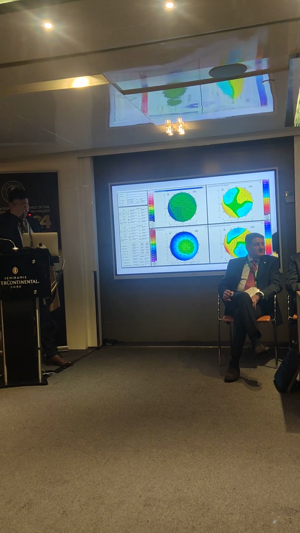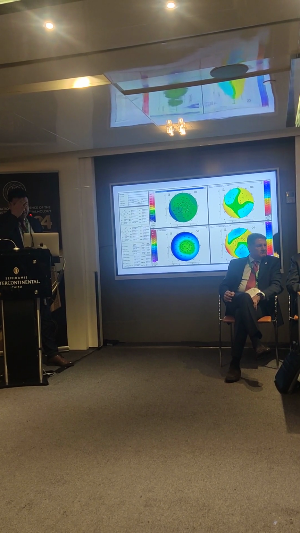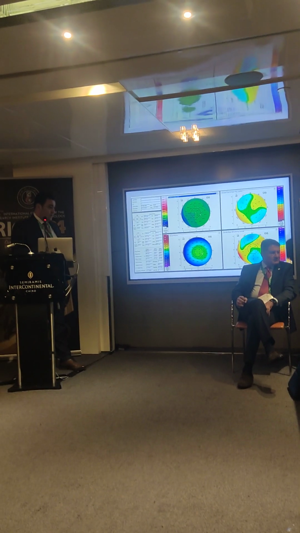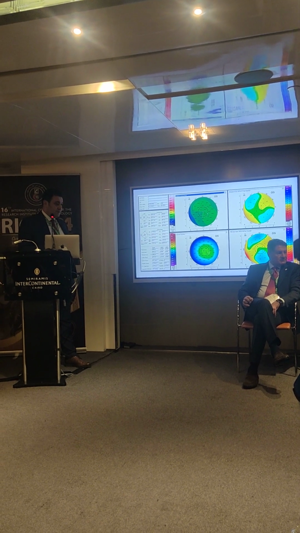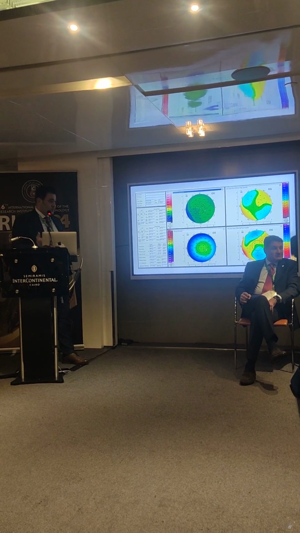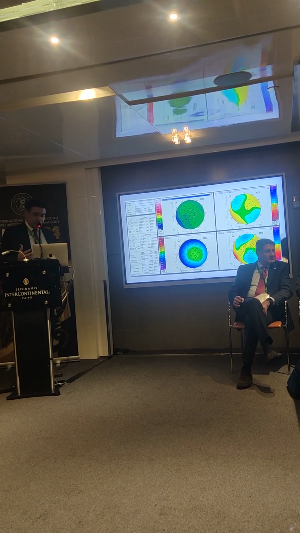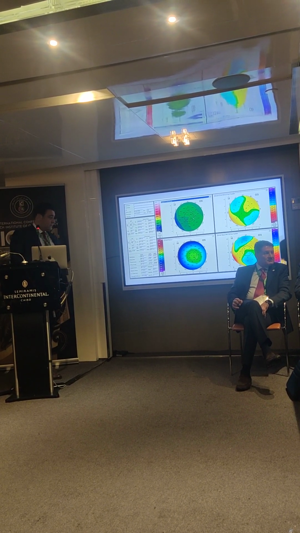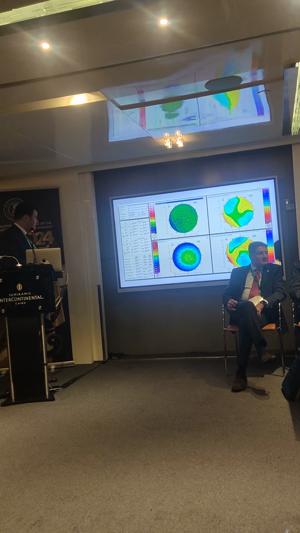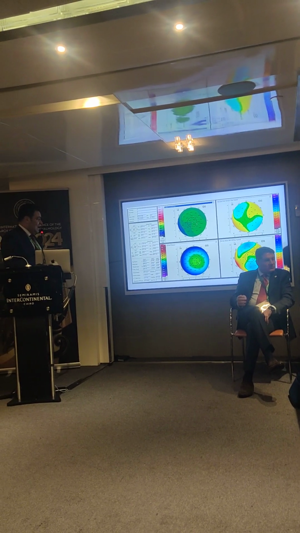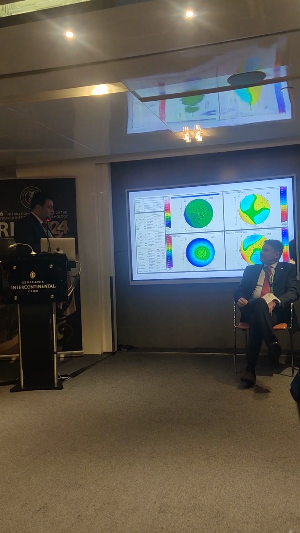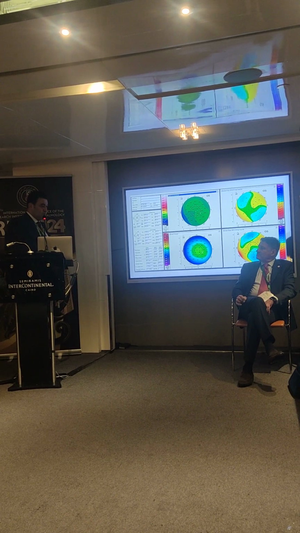Okay, hyperopia. A flat cornea, if you have a hyperopic patient, you're happy that you're having a flat cornea because what you are intending to do is steepening the central cornea to correct the hyperopia. So if the initial cornea is flat like this one, it's 39.5, 40, how many diopters of hyperopia can you correct for such a case?